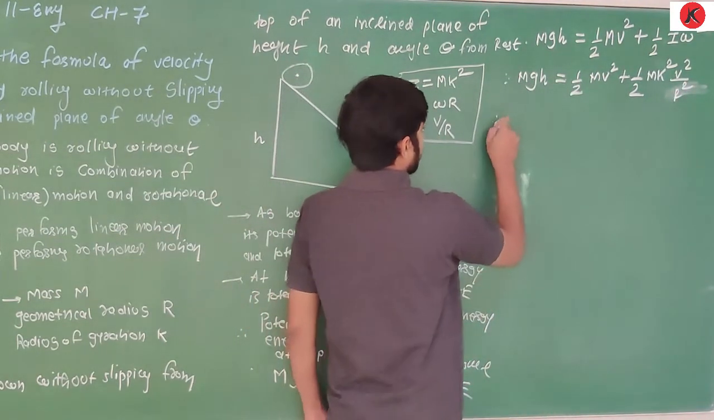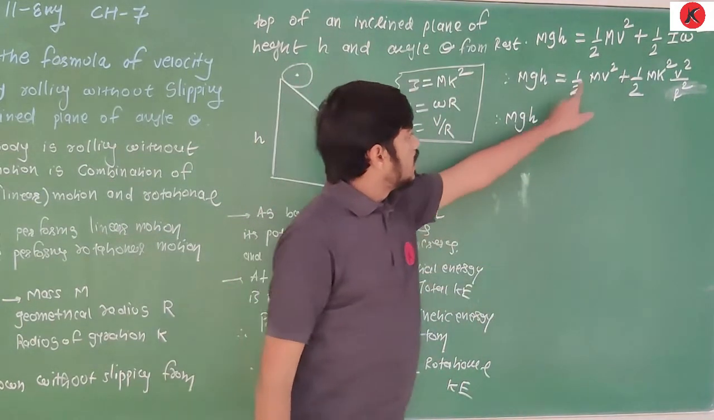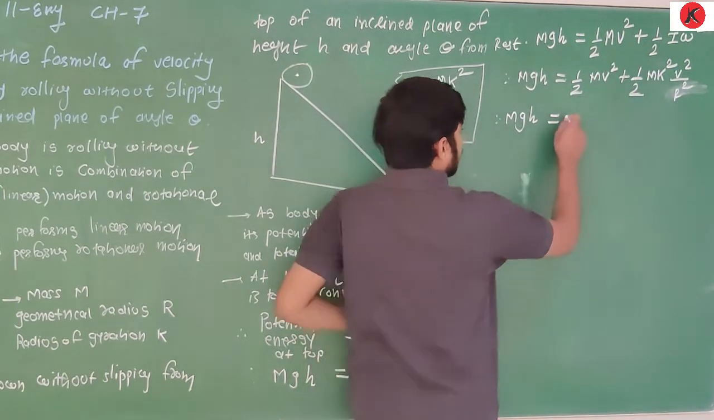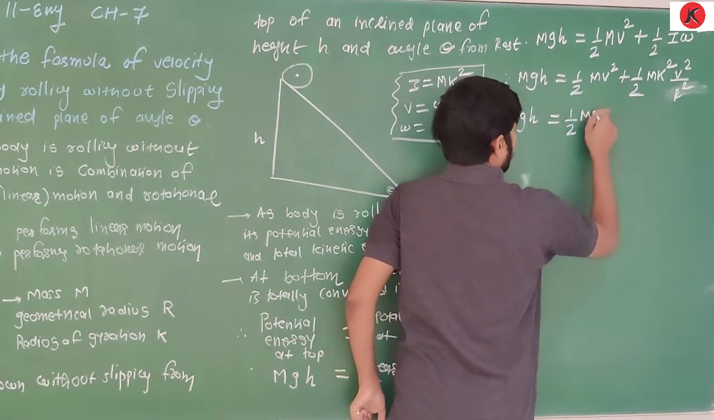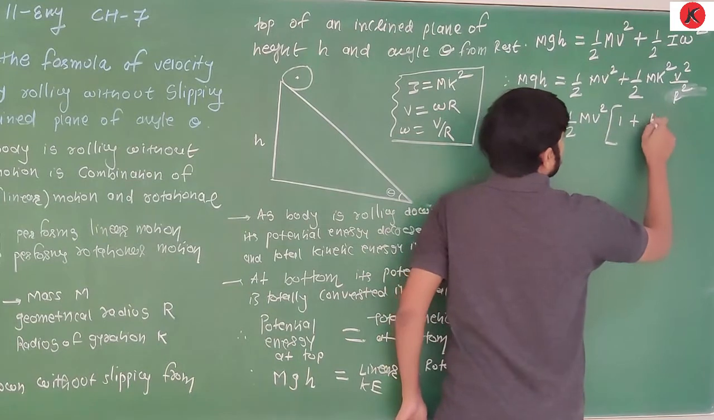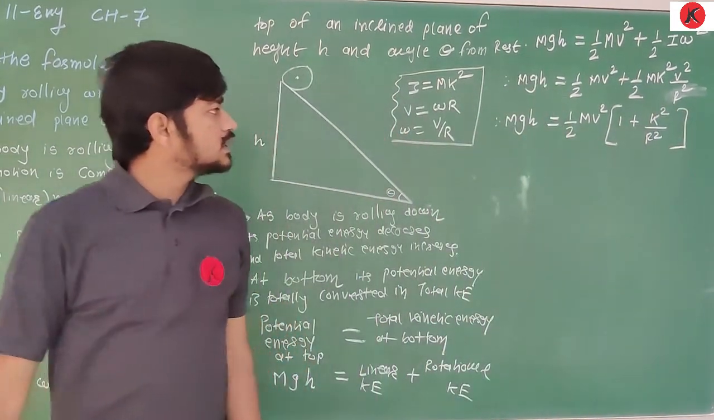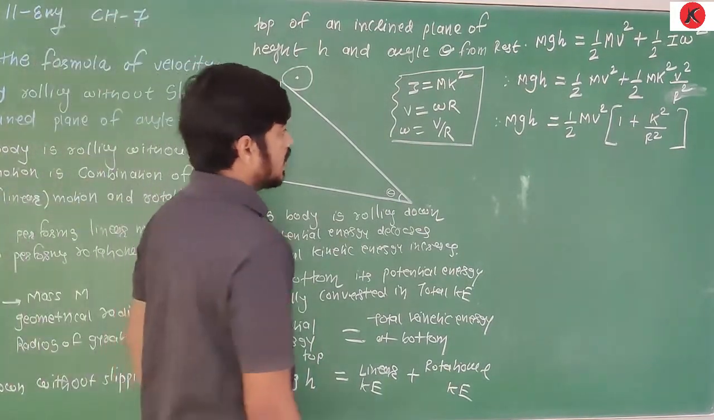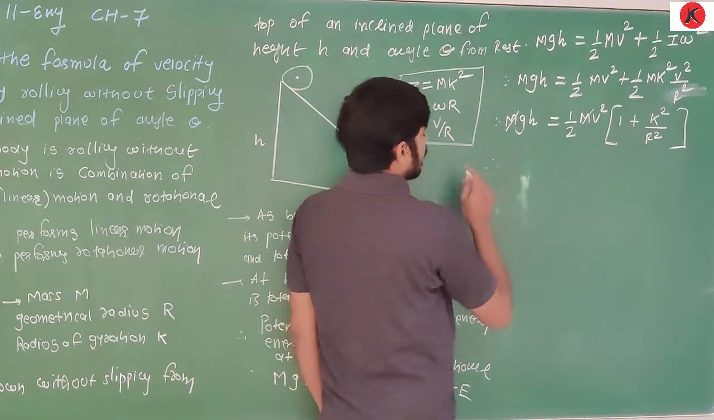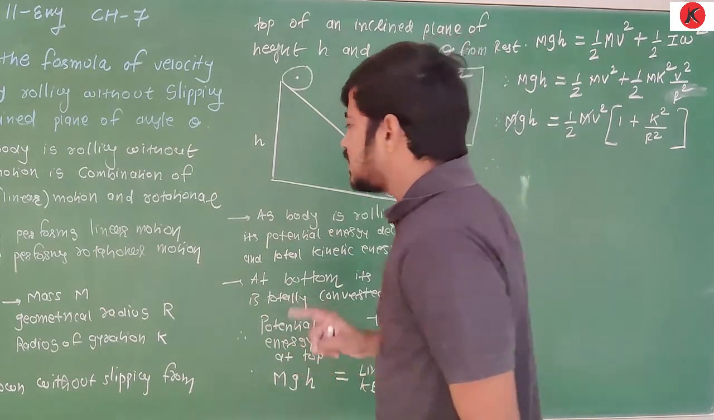Now see here. Therefore mgh is equal to half mv square common, so in the bracket it is only 1 plus k square upon r square. It is 1 plus k square upon r square. Now, what is the question? Obtain the formula of velocity.